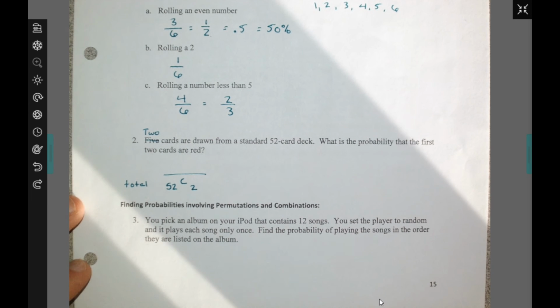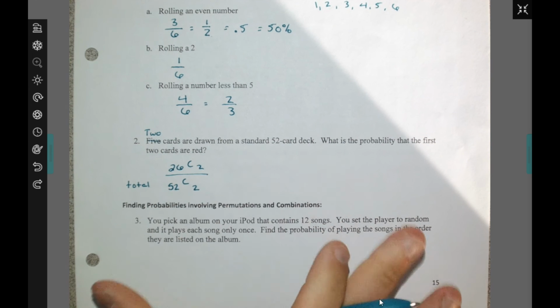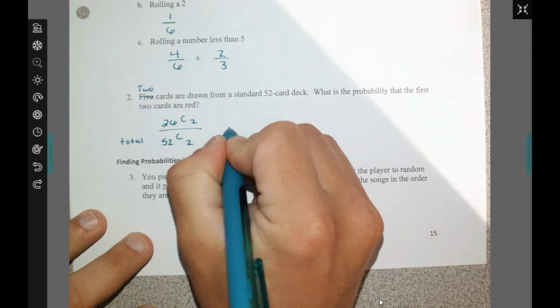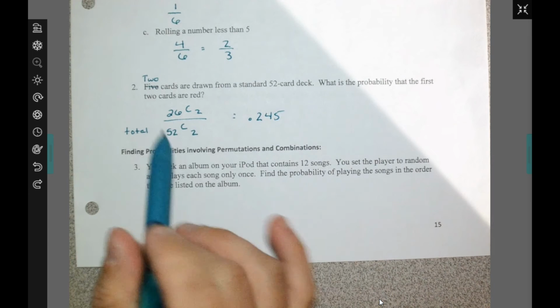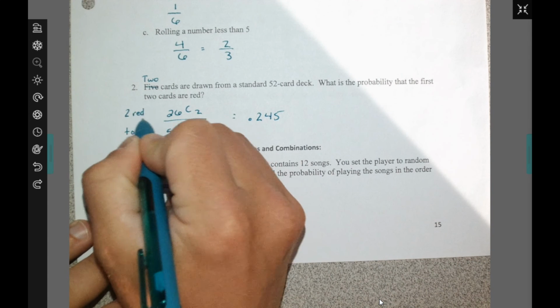And then we want to draw red cards. There are 26 red cards in the deck, and I want to choose 2 of them. So that would be your setup right there. On the calculator, hit math, and since we're still in probability, go to math, prob. Then type in 26 C 2, and divide that by 52 C 2. It's going to give me a probability of about 0.245. It's the same deal with what we've been doing before. Down below goes the total, and up top would be the 2 red cards in this case.